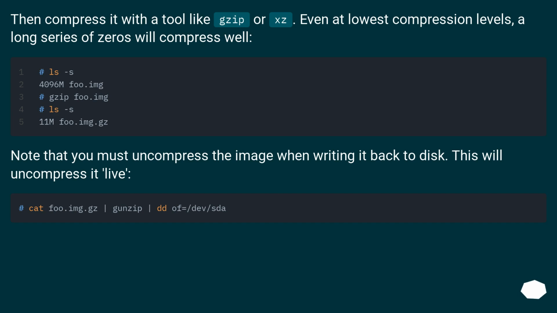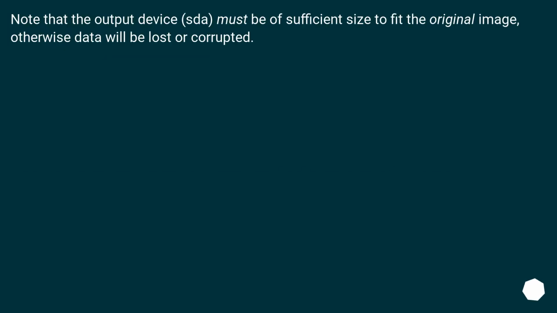Note that you must uncompress the image when writing it back to disk. This will uncompress it live. Note that the output device, sda, must be of sufficient size to fit the original image, otherwise data will be lost or corrupted.